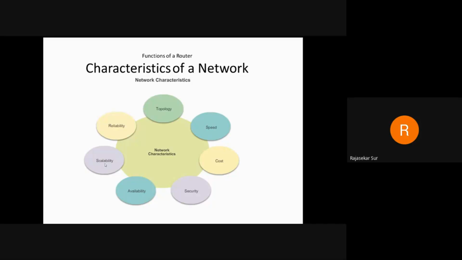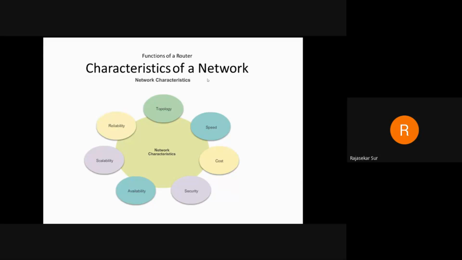Then scalability. What is scalability? You can extend your network. Today I'm having 100 computers, and I want to include another 50 computers in the future. Your network must support that. So scalability means the extension of the network. Then reliability. Reliability is the trust: how much you can rely on your network. Your network must be strong enough so that you can trust it. So these are all different characteristics of your network.